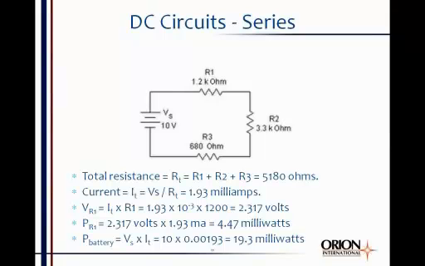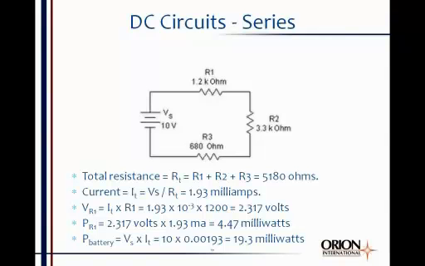Now, if we wanted to take a look at this circuit and look at some of its characteristics, the first thing let's do is find the total resistance as seen by the battery. Well, the total resistance is made up of the addition of the resistors. Resistors in series just simply add. So the total resistance as seen by the battery is equal to R1 plus R2 plus R3.